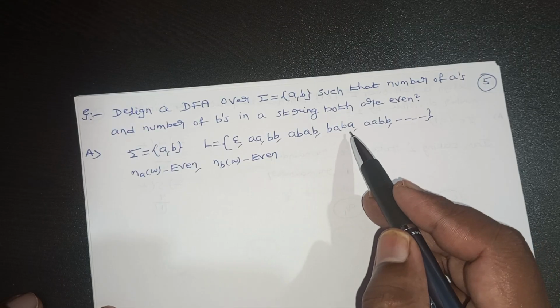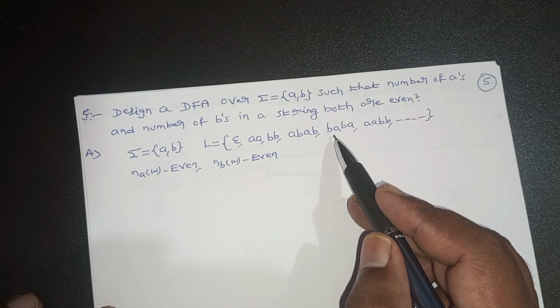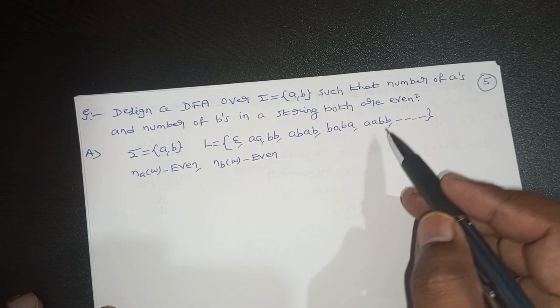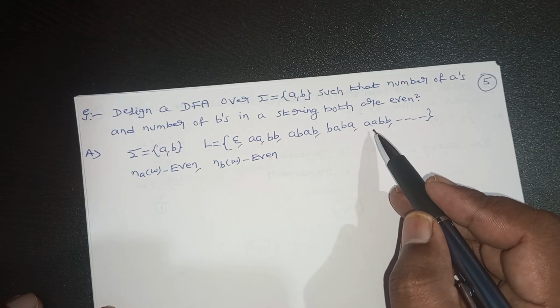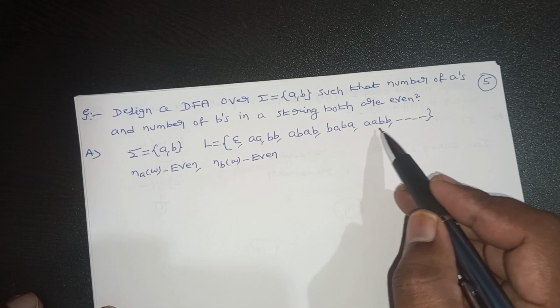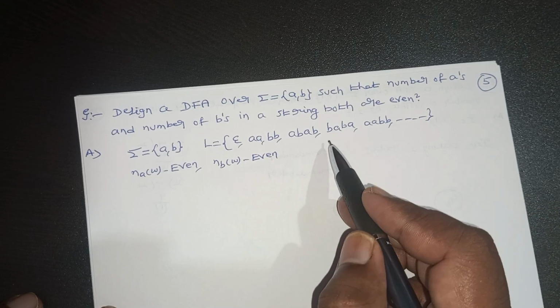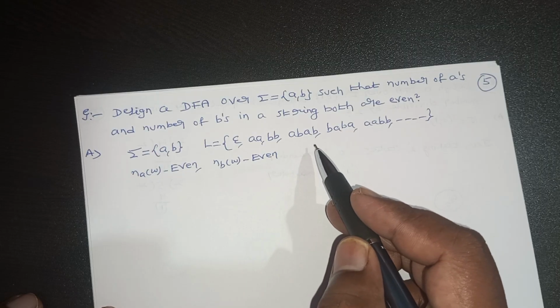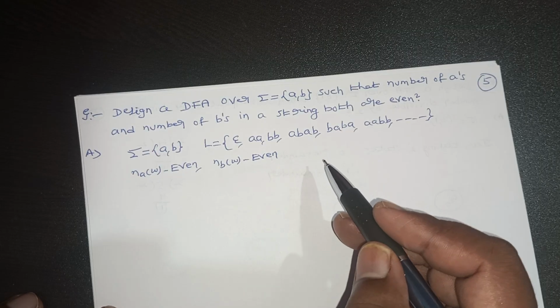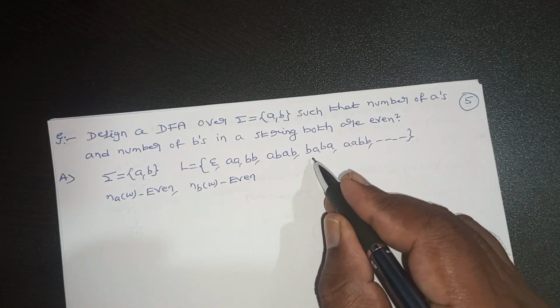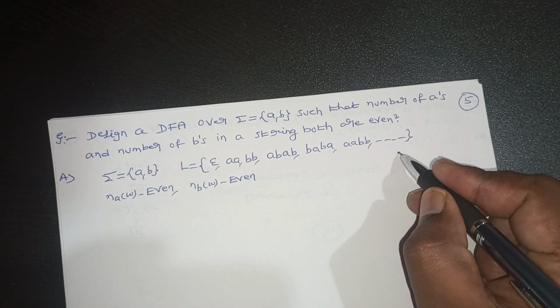It means even number of a's, even number of b's. Take BA BA: again, this is even number of b's, even number of a's. So again I have even number of a's, even number of b's. This is the language. You take any string in that language, and it has an even number of a's and an even number of b's.